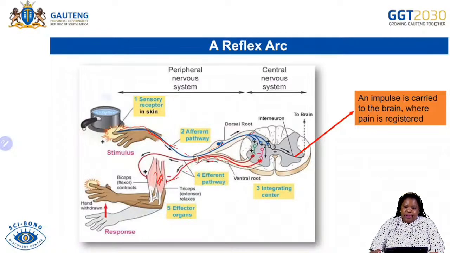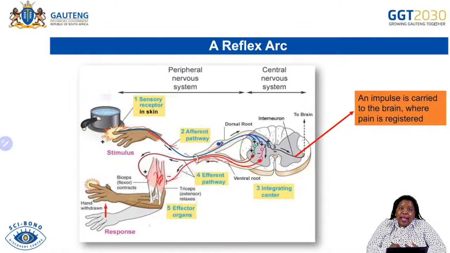Okay? From the effector organs, if the impulses are transmitted to the muscles, what is going to happen? The biceps are going to contract. When they contract, we're going to see the response there. With the response, you are going to withdraw your hand.